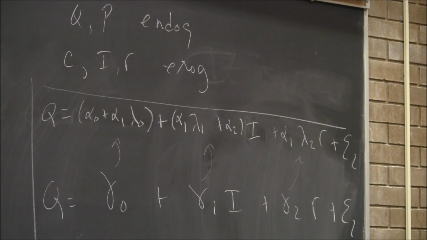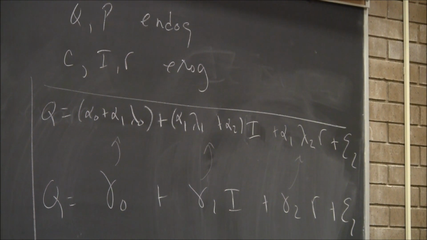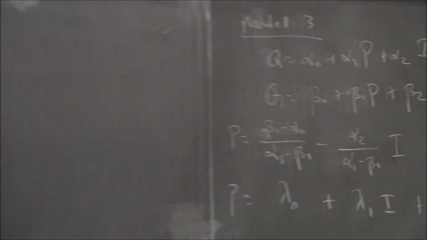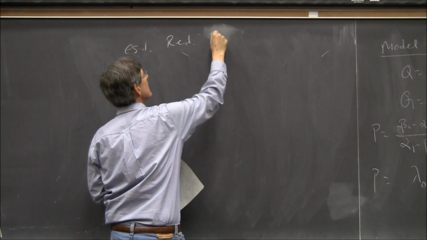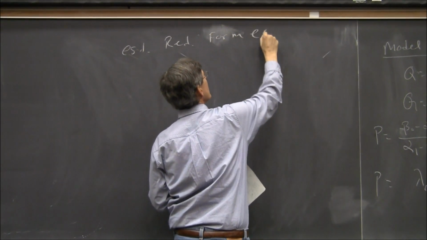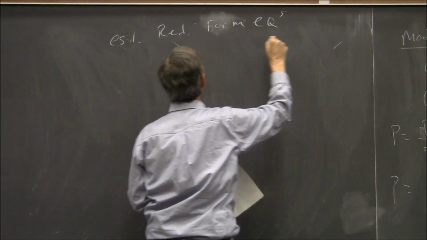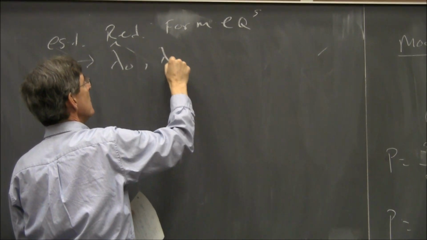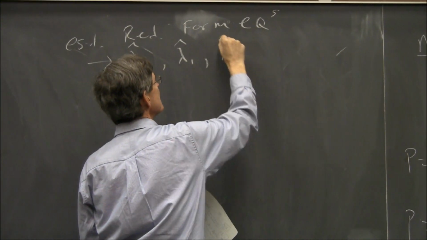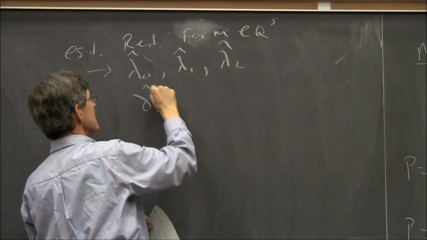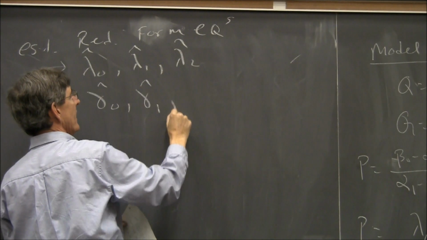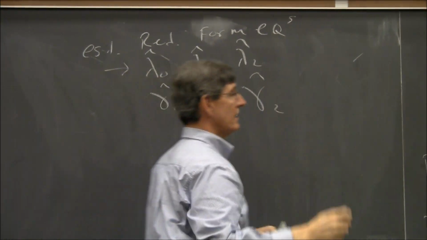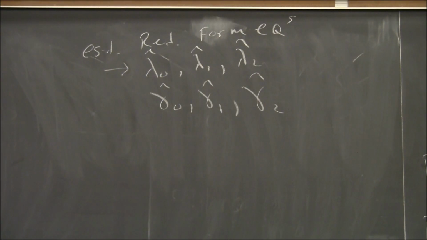So those are the two reduced form equations. Now we estimate those two equations. So we estimate the reduced form equations. That gives us lambda 0 hat, lambda 1 hat, lambda 2 hat, gamma 0 hat, gamma 1 hat, gamma 2 hat. And did I do that right? Yes.